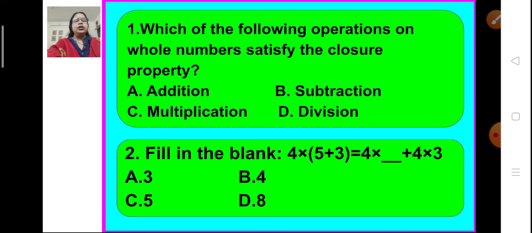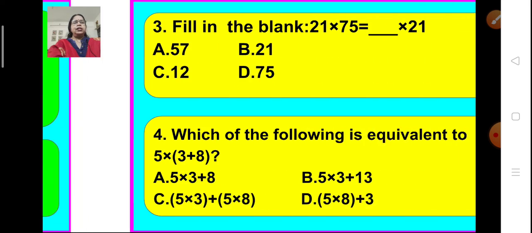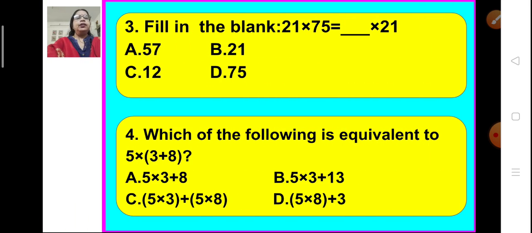Second question, fill in the blank. 4 multiplied by 5 plus 3 is equal to 4 multiplied by dash plus 4 multiplied by 3. The options are given. We have just discussed the distributive property of multiplication over addition. You apply that and find the answer. Then third question, fill in the blank. 21 multiplied by 75 is equal to dash multiplied by 21. So this is also based on one of the properties. Think about that and find the correct answer.